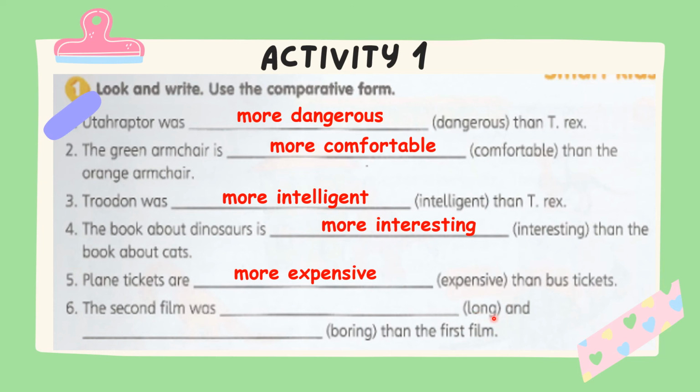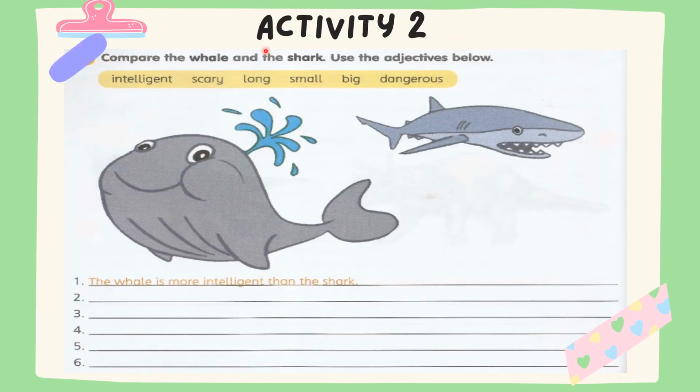Okay, for long, the second form was long, so long is 1 syllable. So 1 syllable, you just add er, longer. And then for boring, you have to use more boring. Okay, now let's move on to activity 2. Compare the whale and the shark. You have to use the adjectives below. So the adjectives are intelligent, scary, long, small, big, and dangerous. Intelligent has been done for you. The whale is more intelligent than the shark. Ikan paus lebih pandai, lebih cerdik daripada ikan jerung.